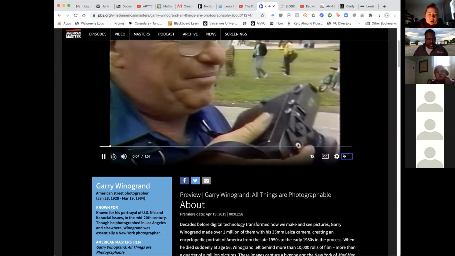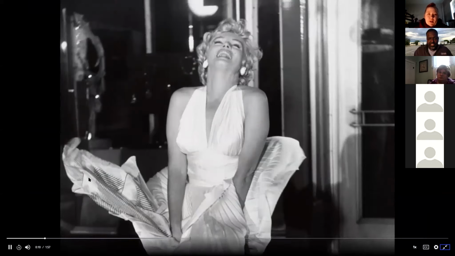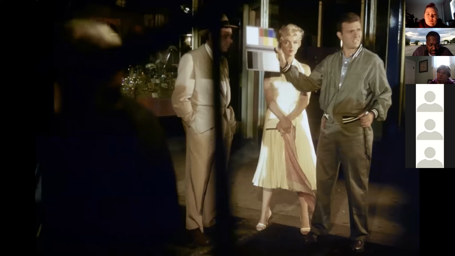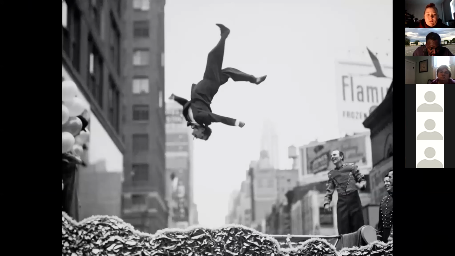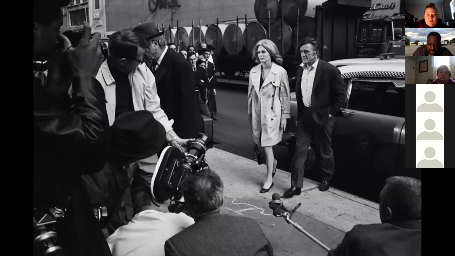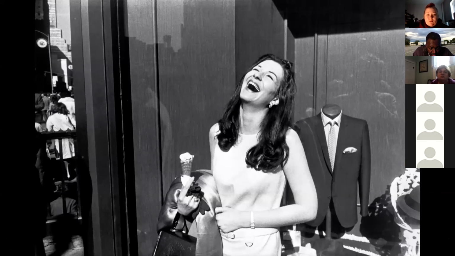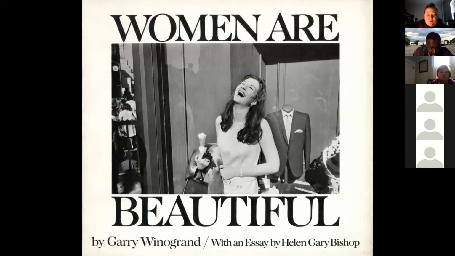Gary Winogrand was one of the principal American photographers of his generation. He was a true poet of photography, a true poet of American life. He took this genre of so-called street photography and turned it on its head and made it something new. This guy shot over 1 million photographs in his lifetime, which is absolutely phenomenal when you stop and think about that. Winogrand was controversial in his time and even remains so.